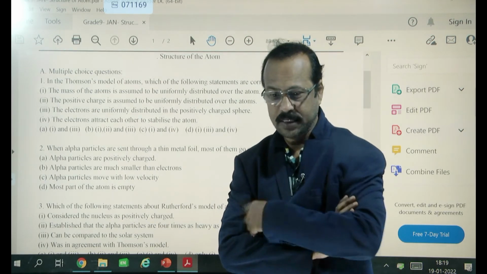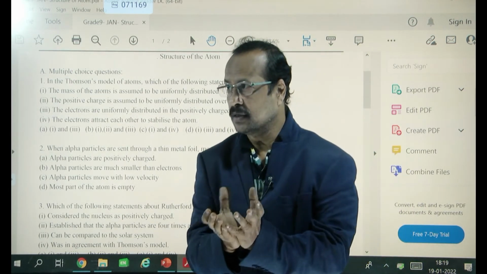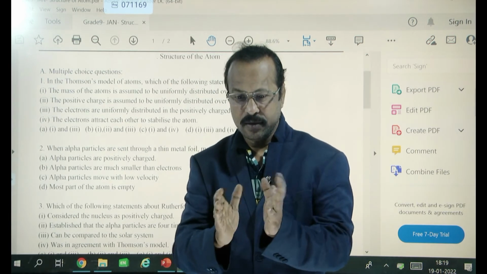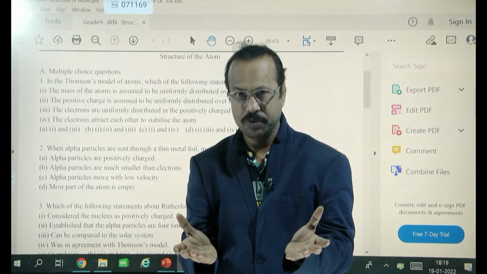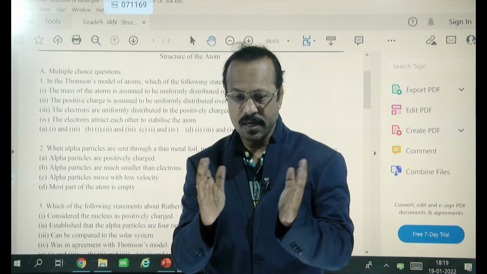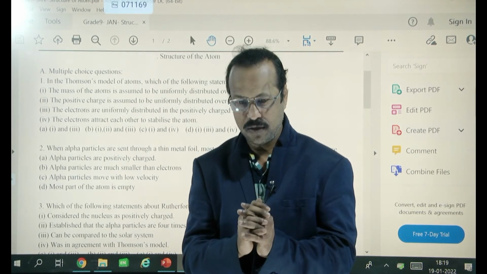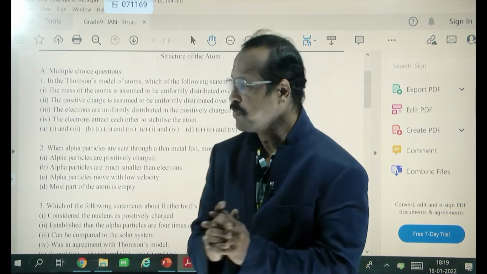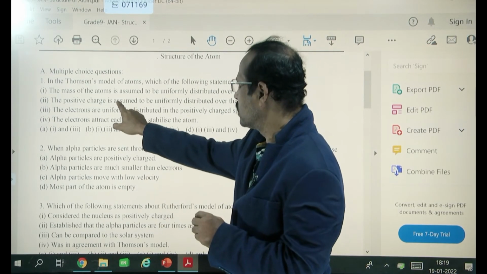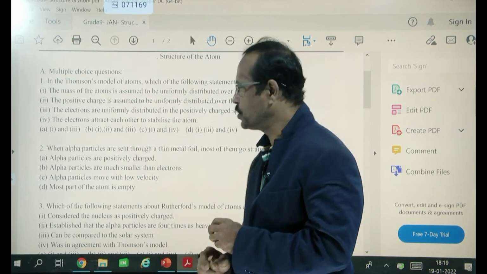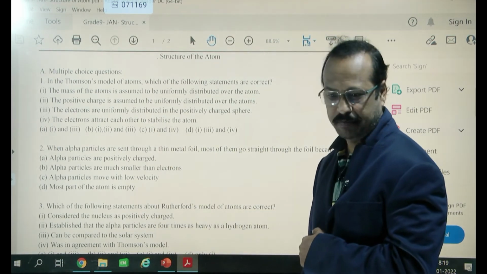Why? Because he said so. In the watermelon, if you cut it, you can see the red coloring mass is distributed throughout. Like how the red mass is distributed, positive charge is distributed, he said. So the second statement is also correct, and option B is the right answer. Is this clear?